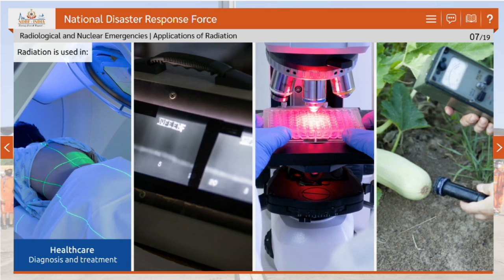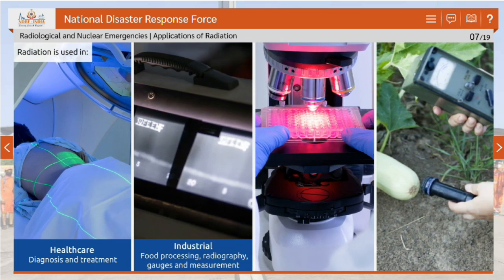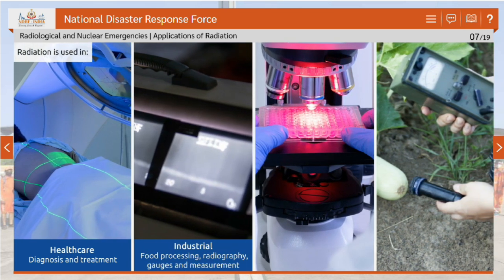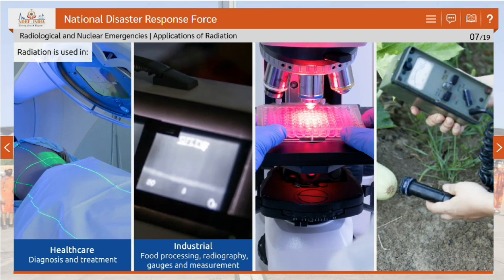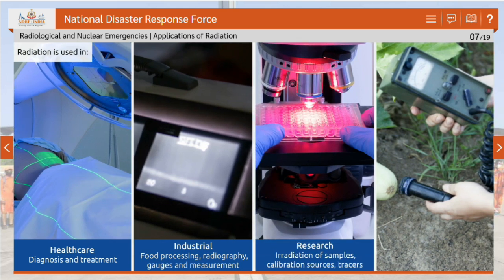Radiation is used in the industrial sector for food processing, radiography, gauges and measurement. In the field of research, radiation is used for irradiating samples, calibration sources and tracers. Additionally, in the agriculture sector, radiation is used for tracer studies. Next, let us learn about modes of exposure to radiation.